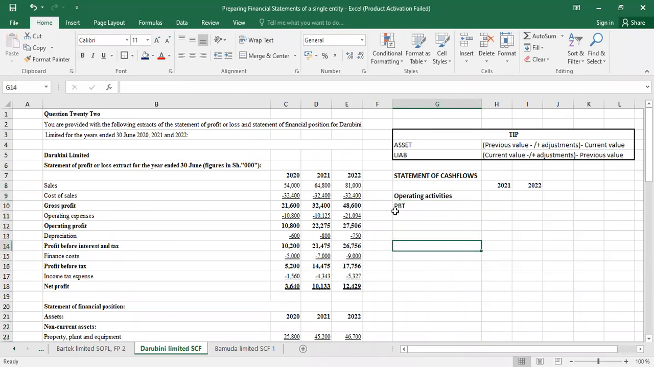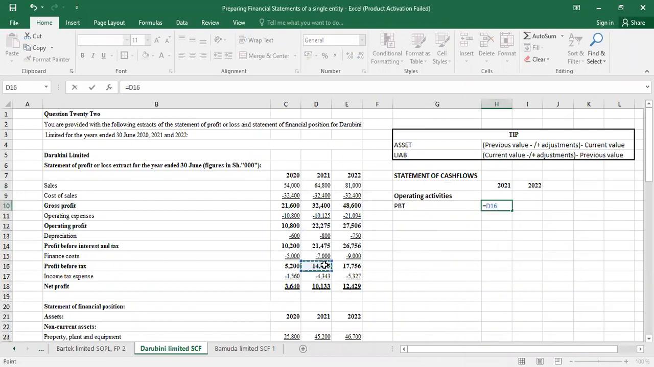We always start with profit before tax, isn't it? You can see it is here. Profit before tax for the 2 years, isn't it? Equal sign. Where is it here? This one. This is not 2020, isn't it? You can decide to drag left now or drag later.